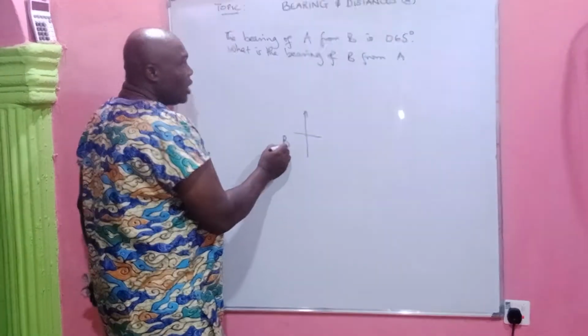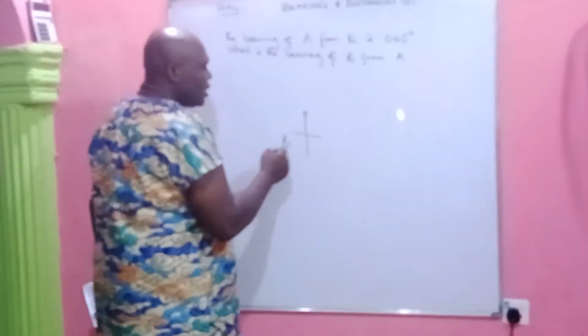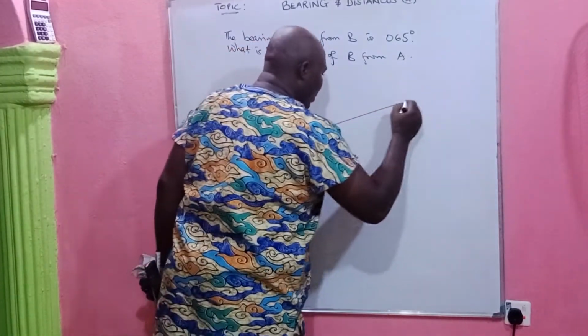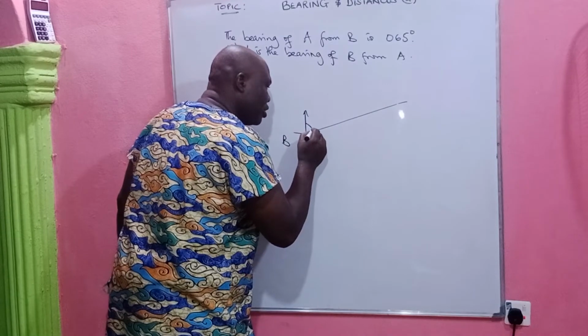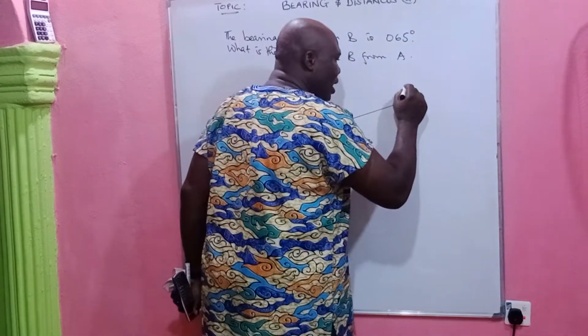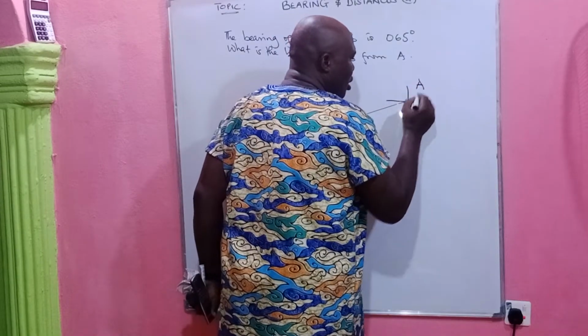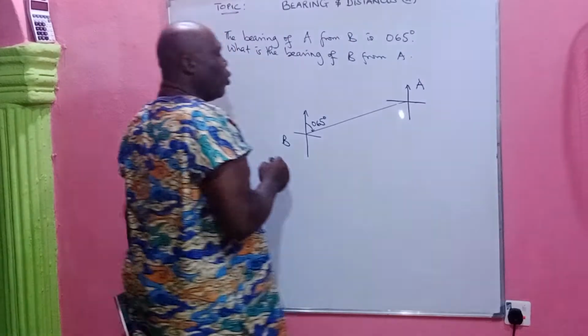This is B. So they say the bearing of A from point B is 065. So this is 065 degrees. It therefore means that this is where A will be. This is the point A. And of course, this is our northern pole.